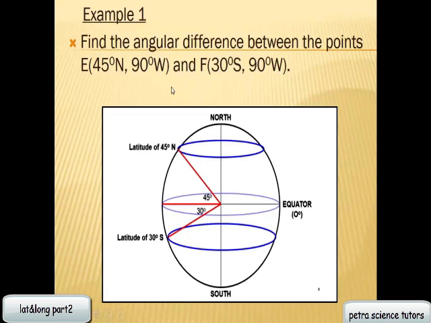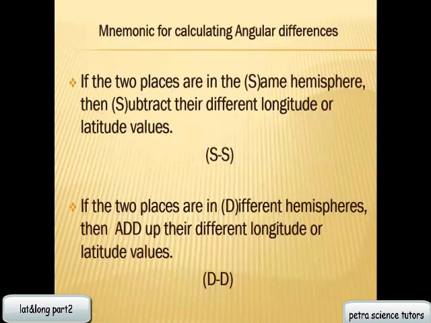Let's go back to our mnemonic, which is a device that helps us remember important facts. If two places are in the same hemisphere, then subtract their different longitude or latitude values. But if the two places are in different hemispheres, then add up their different longitude or latitude values. So we have a mnemonic DD: different and add. Different starts with D, and add has D in it. So if they're different, you add up.